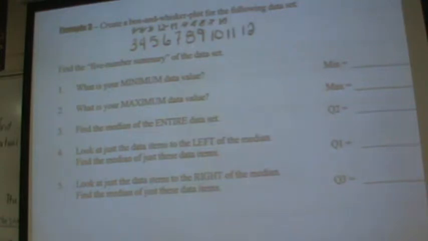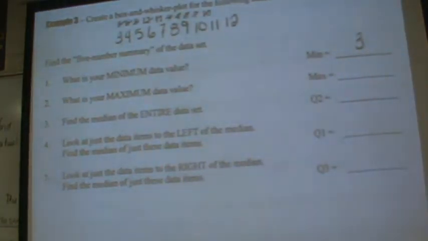Now, to find our 5-number summary for this data set, number 1 says it wants to know what our minimum data value is. So our minimum is our smallest data value. So our smallest data value for this set is our 3. Number 2, what is the maximum data value? So that would be our highest data value. So that's the 12.